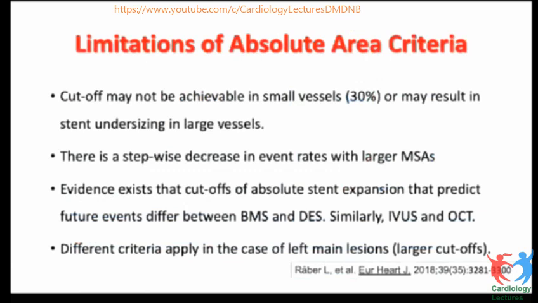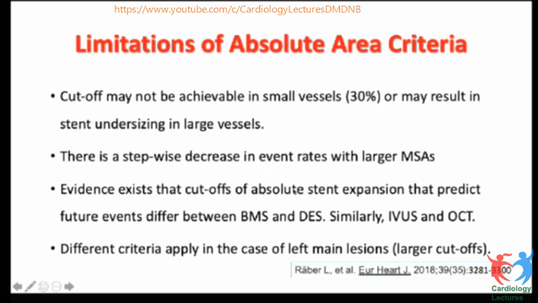So what is again the problem of absolute area criteria? The cutoff may not be achievable in small vessels in about 30% and may not be appropriate in bigger vessels. It may result in undersizing. And there is a stepwise decrease in the event rate. Bigger the area, smaller the event rate.